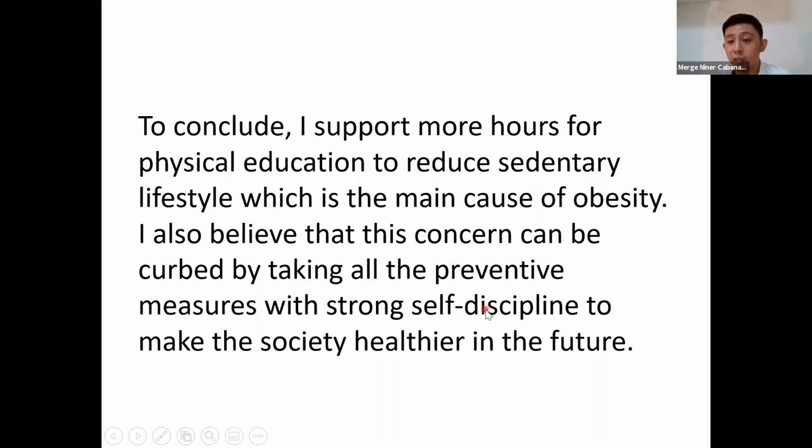So, in conclusion, or to conclude, I support more hours for physical education to reduce sedentary lifestyle, which is the main cause of obesity. I also believe that this concern can be curbed, stopped, by taking all the preventive measures with strong self-discipline to make the society healthier in the future. So that is the end of our lecture for today.